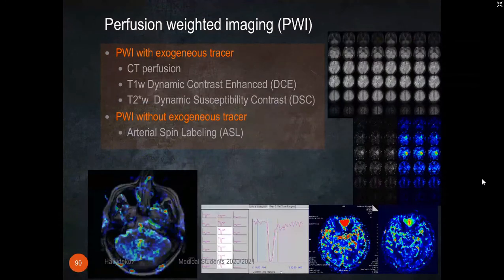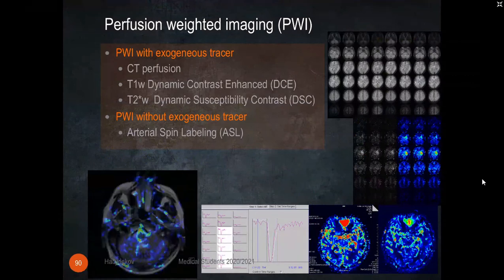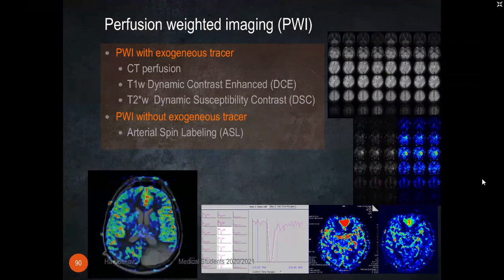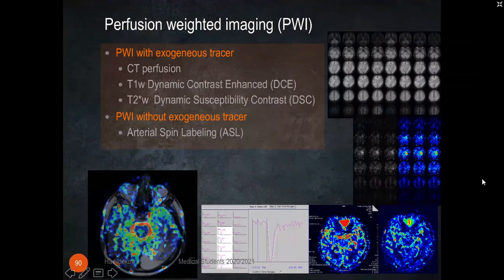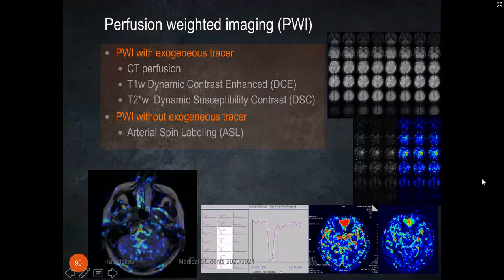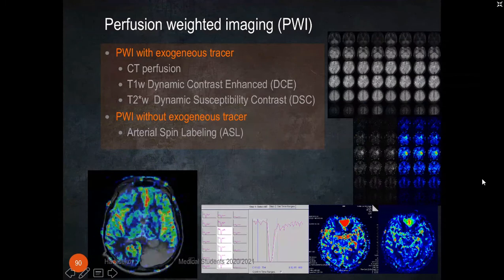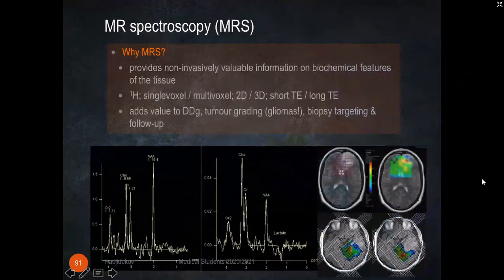Perfusion-weighted imaging can be done with exogenous tracer or without exogenous tracer, and those are the abbreviations of the different imaging techniques, but you don't need to know all of them. One word about MR spectroscopy, which provides non-invasively valuable information about the different biochemical features of the tissues.